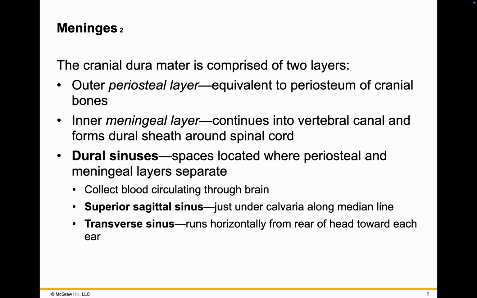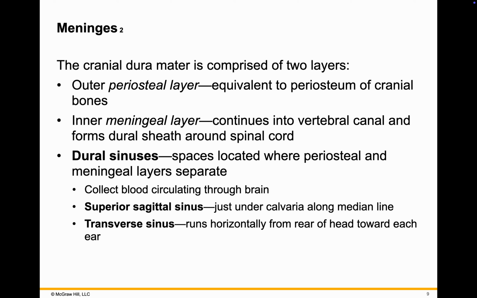The dura mater has 2 layers. The outer is the periosteal layer. It's equivalent to the periosteum of the cranial bones. The inner meningeal layer continues into the vertebral canal and forms the dural sheath around the spinal cord. Dural sinuses are spaces located where the periosteal and meningeal layers separate. They collect blood circulating through the brain.